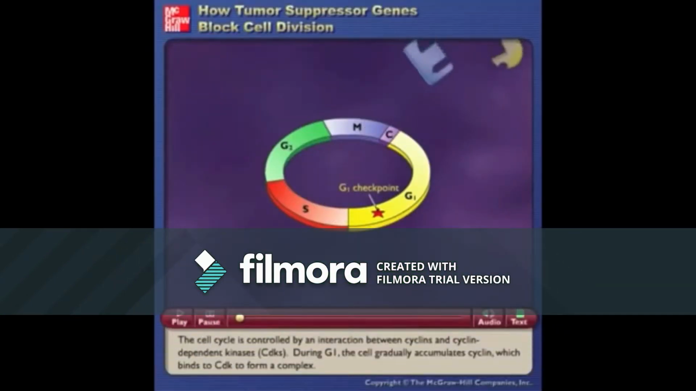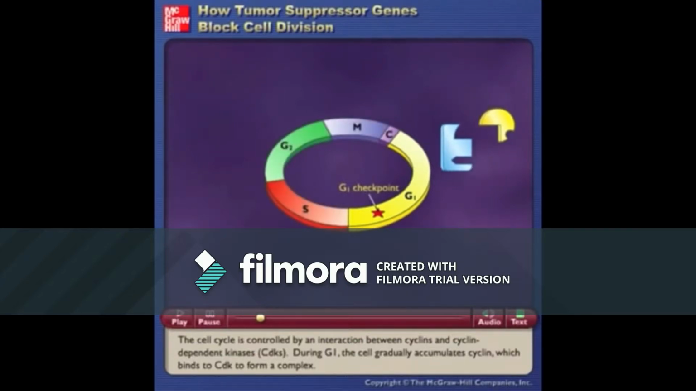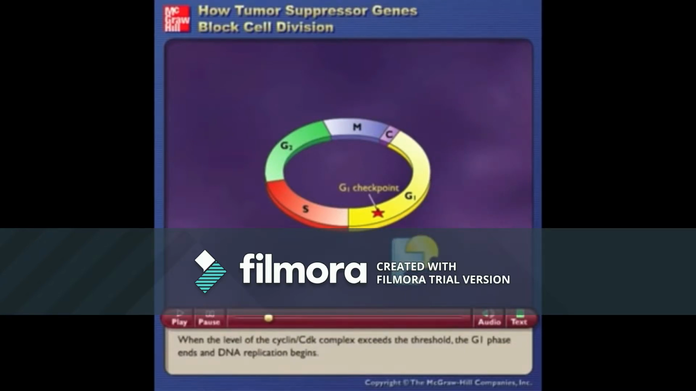The cell cycle is controlled by an interaction between cyclins and cyclin-dependent kinases, CDKs. During G1, the cell gradually accumulates cyclin, which binds to CDK to form a complex. When the level of the cyclin-CDK complex exceeds the threshold, the G1 phase ends and DNA replication begins.